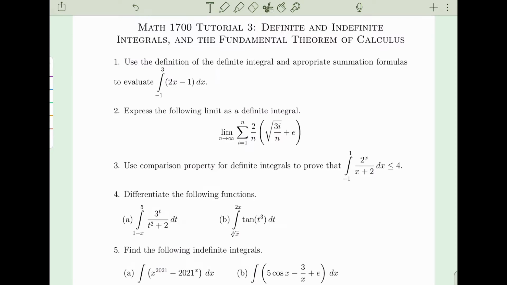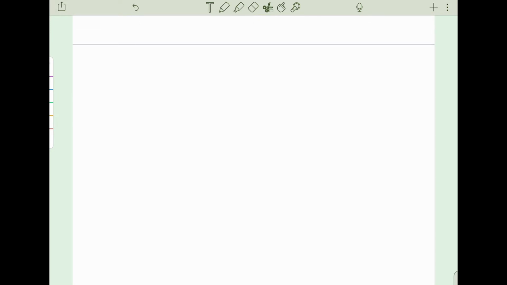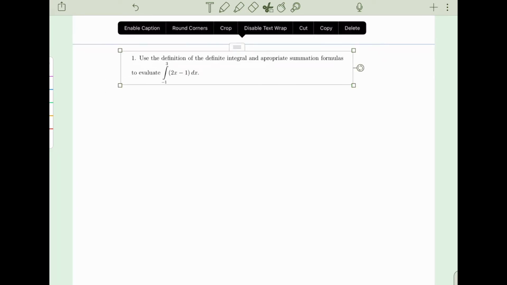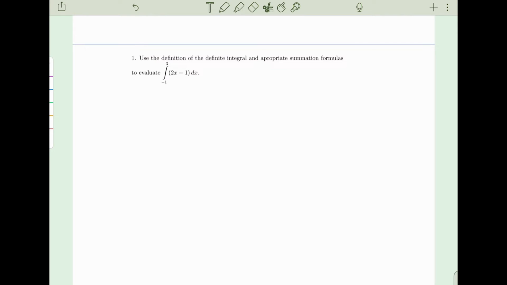So now let's take a look at question 1 here. Use the definition of definite integral and approximate the summation formulas to evaluate this expression. Okay, so we're gonna start with the definition.